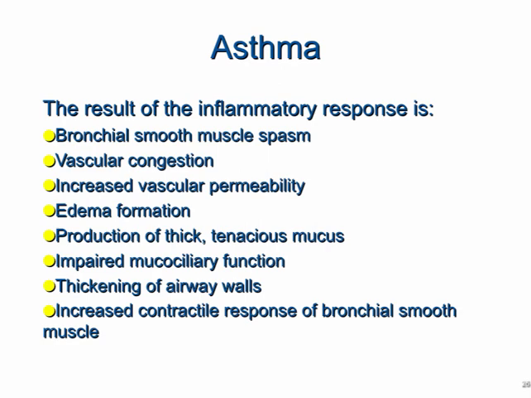So what happens in the end with this inflammatory response is that there's bronchial smooth muscle spasm. So they have bronchoconstriction there. Vascular congestion because of all those inflammatory mediators. Increased vascular permeability. It's all going back to the inflammatory process if you look back at this. Edema, production of thick mucus, impaired mucociliary function, thickening of the airway walls, increased contractile response of the bronchial smooth muscle, which is basically bronchospasm.